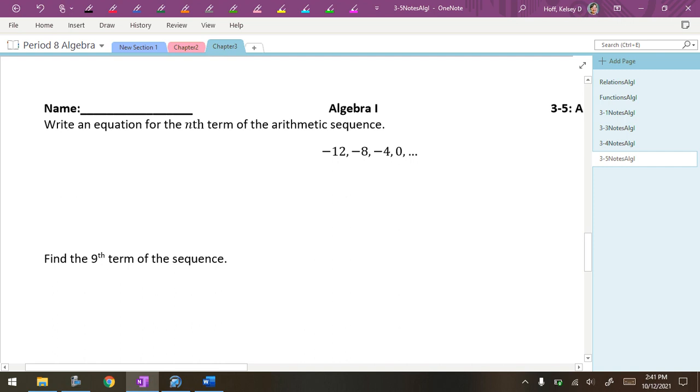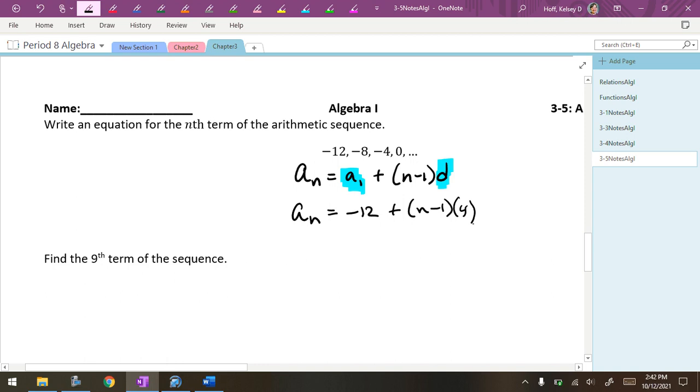So here it is. Write an equation for the nth term, meaning any term for the arithmetic sequence. So write this down with me. A of n equals A of 1 plus n minus 1 times d. There's two things we have to fill in here. What are they? D and A1. So A of n stays. A of 1 is negative 12 plus n minus 1 times plus 4, a positive 4, right?